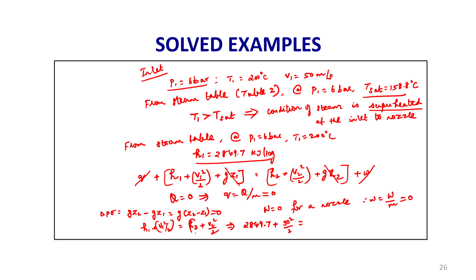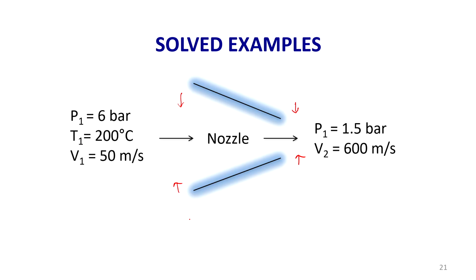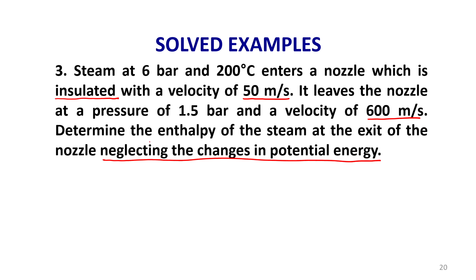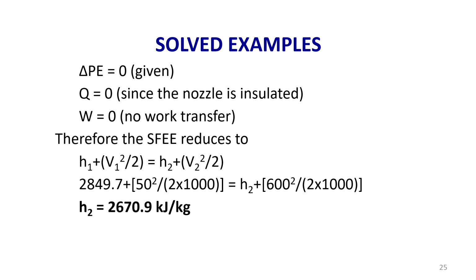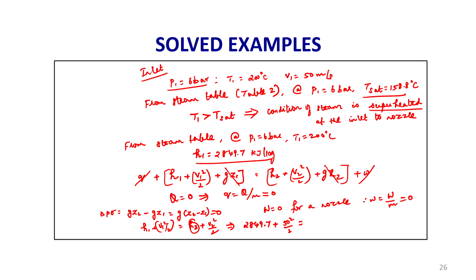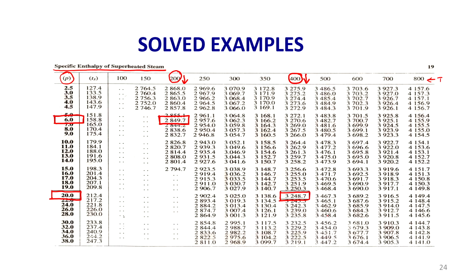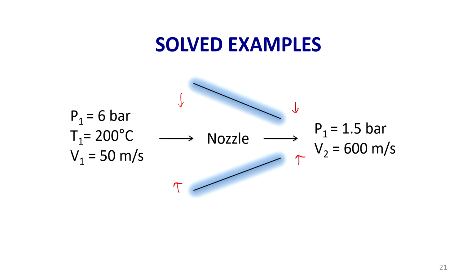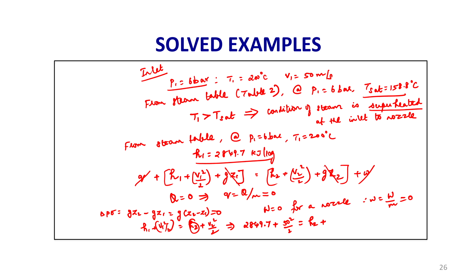On the right side, this is H2, which we have to find out, the enthalpy of the steam at the exit of the nozzle. So, H2 is unknown, plus the exit velocity is 600 meter per second, 600 squared by 2.